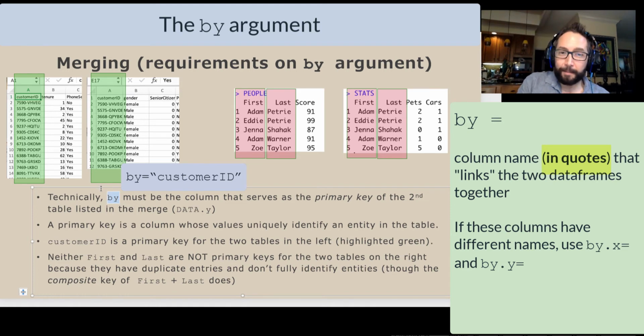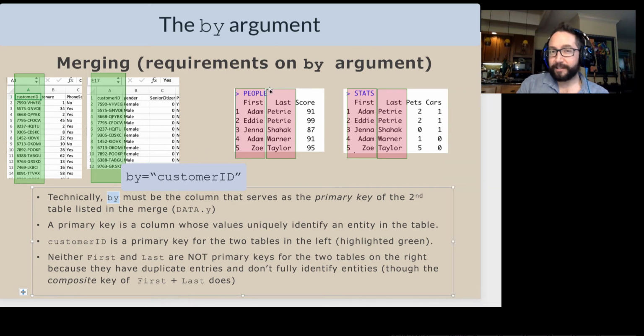Now, sometimes it might be the case that one column isn't quite enough. Imagine I had these two data frames, people and stats. We have a column first and a column last for first and last names. Notice that if I'm going to borrow information from the stats data frame, like the number of pets, the number of cars, and I want to add that into my people data frame, I can't do that just by looking at the values of first.